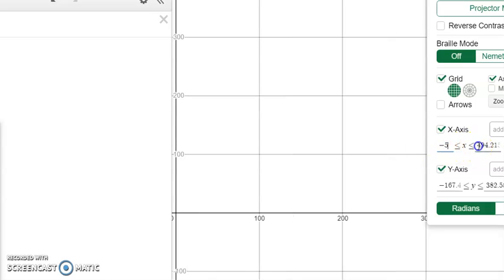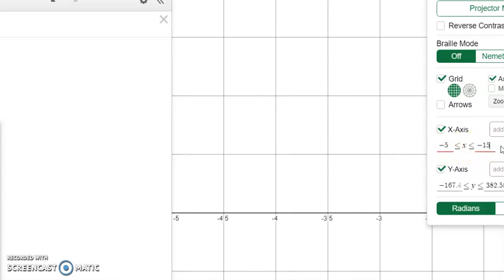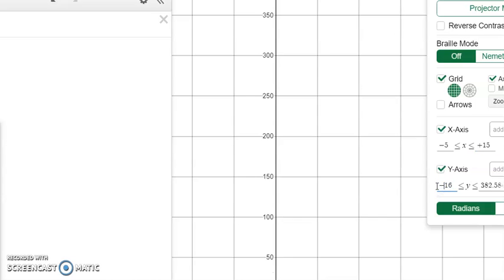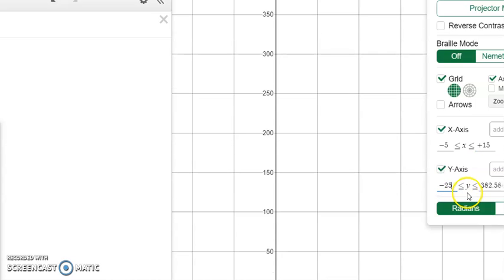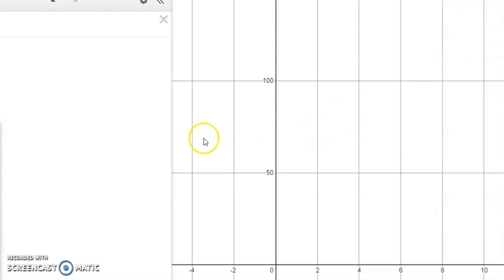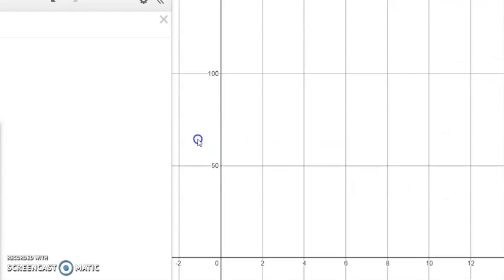It's really easy to use. You can download the app. It's pretty awesome. 15. Oh, positive 15. Sorry. And then the y values go from negative 25 up to 150. Again, this is just to give you some sort of diagram when you're going to plot the points. So there you got this nice graph here.